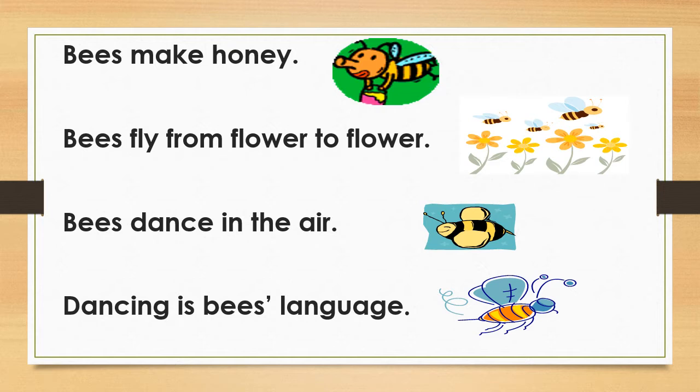So these are our sentences about bees and honey. Okay? Bees make honey. Bees fly from flower to flower. Bees dance in the air. Dancing is bees' language. So bees make honey because they fly from flower to flower to make this honey, and they can dance in the air. And their language is dancing. Okay?